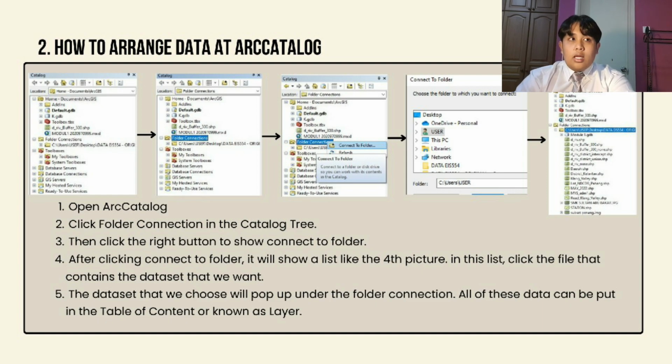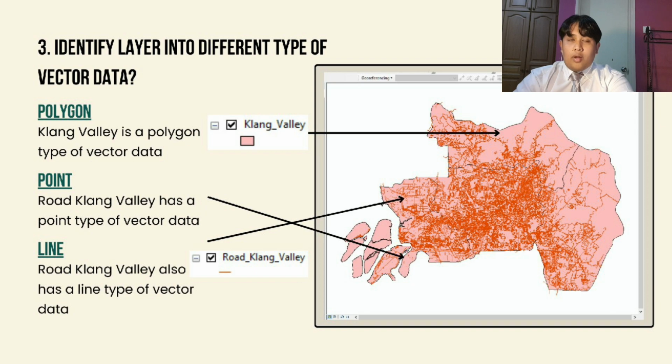The third one is identifying layers into different types of vector data. Vector data can be known as polygon, point, and line. Because of the data that we use, all of these are present. So Klang Valley is a polygon type of vector data. As you can see, the pink itself is polygon data, and Road Klang Valley also has points because it is a road. It has points, and that is also known as vector data. And line, Road Klang Valley also has a line type of vector data. As you can see, the line is in red color.